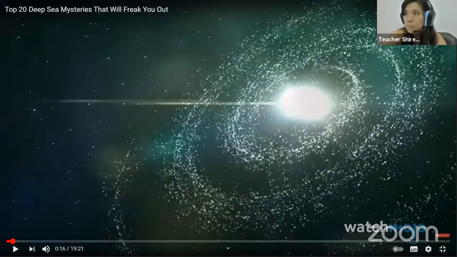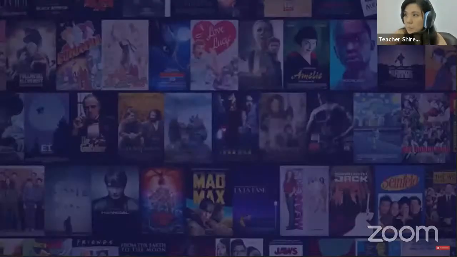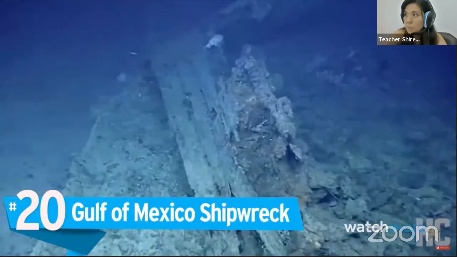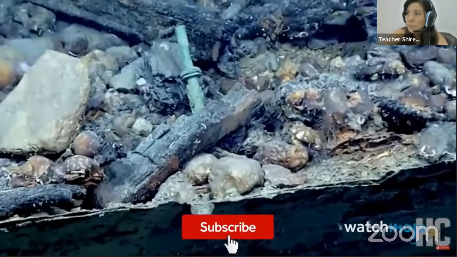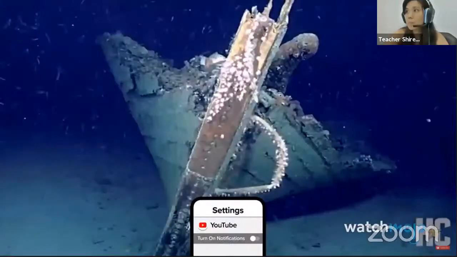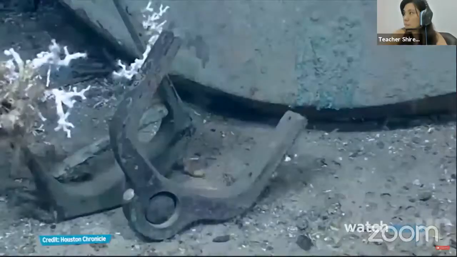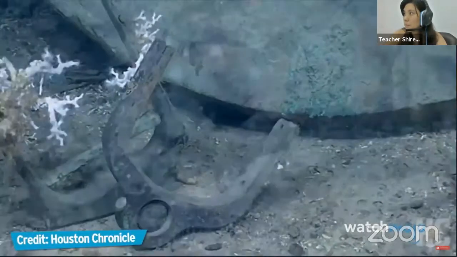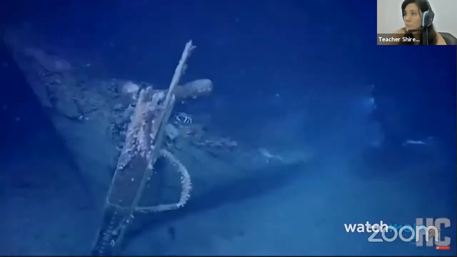Or even sinister deep-sea discoveries and oceanic enigmas. Number 20. The Gulf of Mexico shipwreck. In May of 2019, a group of researchers from the National Oceanic and Atmospheric Administration were conducting tests with underwater drones in the Gulf of Mexico when sonar picked up this mysterious wreckage. We all just want to thank you guys for, one, finding this on a shakedown engineering dive, two, getting us all linked in and the opportunity to do this.